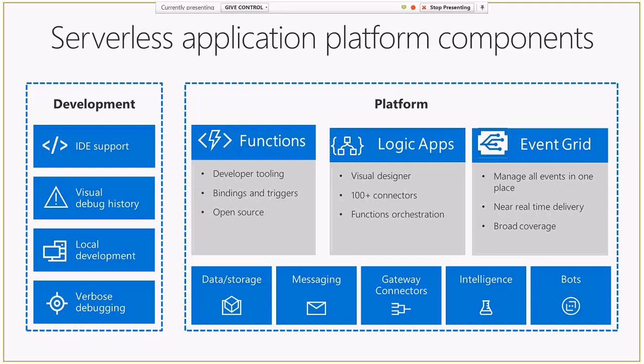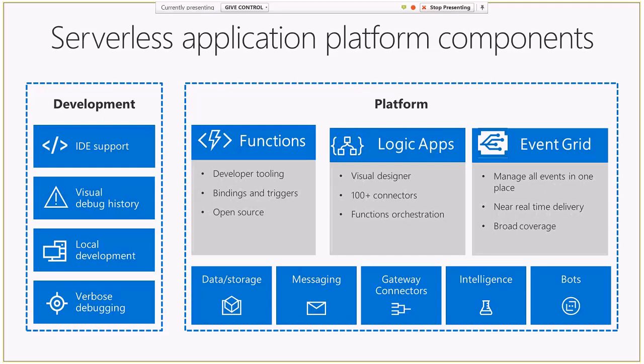Logic Apps we have seen. We have a visual designer where we can build a workflow. It was 100 connectors, but now we know we have 180 plus connectors. We have functions orchestration as well in Logic Apps. And Event Grid manages all the events in one particular place. For example, in a use case scenario where you have to use Functions or Logic Apps, you can use Event Grid and then route these use cases to Azure Functions and Logic Apps. So there is a universal thing. They have given a uniform service as Event Grid where you can manage different events. We'll talk a bit about Event Grid at a later stage.